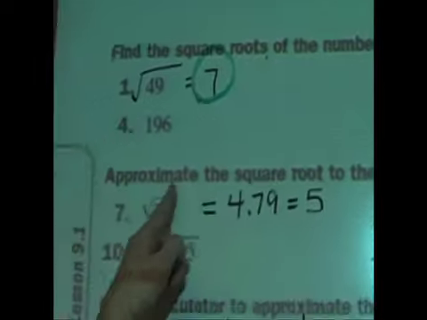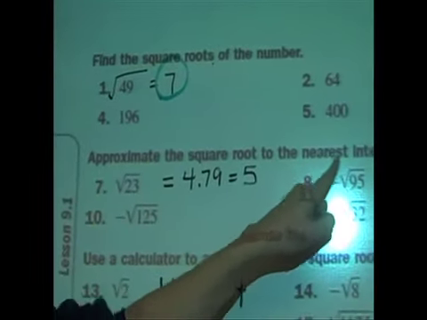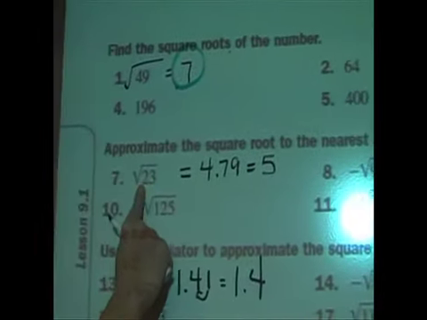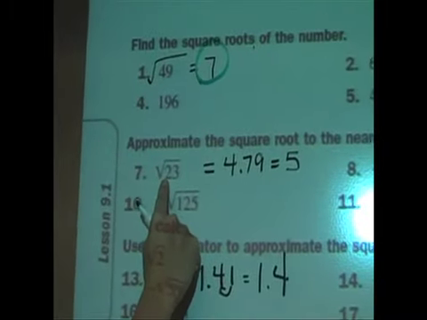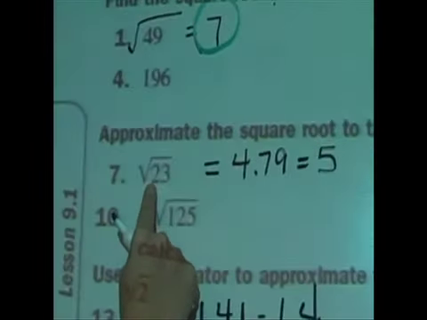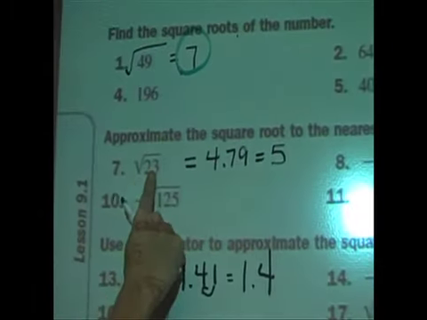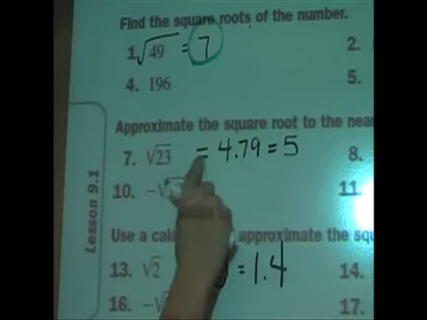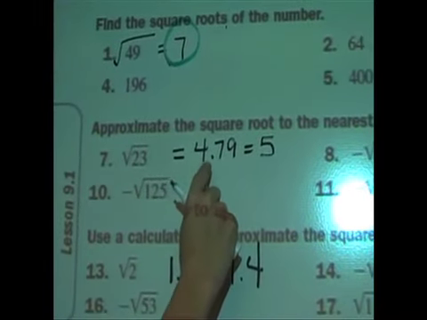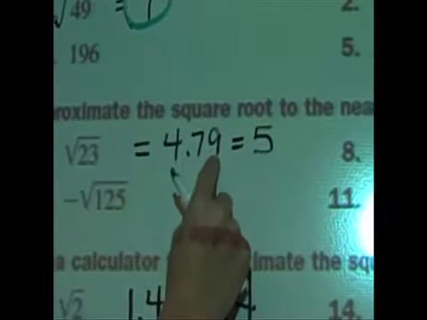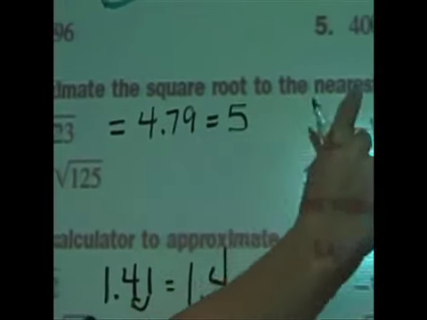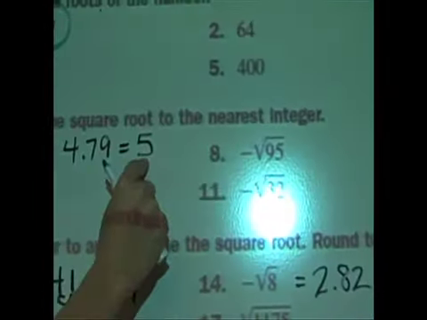Now the second one says approximate the square root of 23 to the nearest integer. So what times what gets you close to 23? Well, we know 4 times 4 is 16. 5 times 5 is 25. Well, this is the square root of 23, so it's got to be between 4 and 5. When we put it in the calculator and hit the square root button, 4.79 is your answer. We are rounding to the nearest integer. The answer, 5.